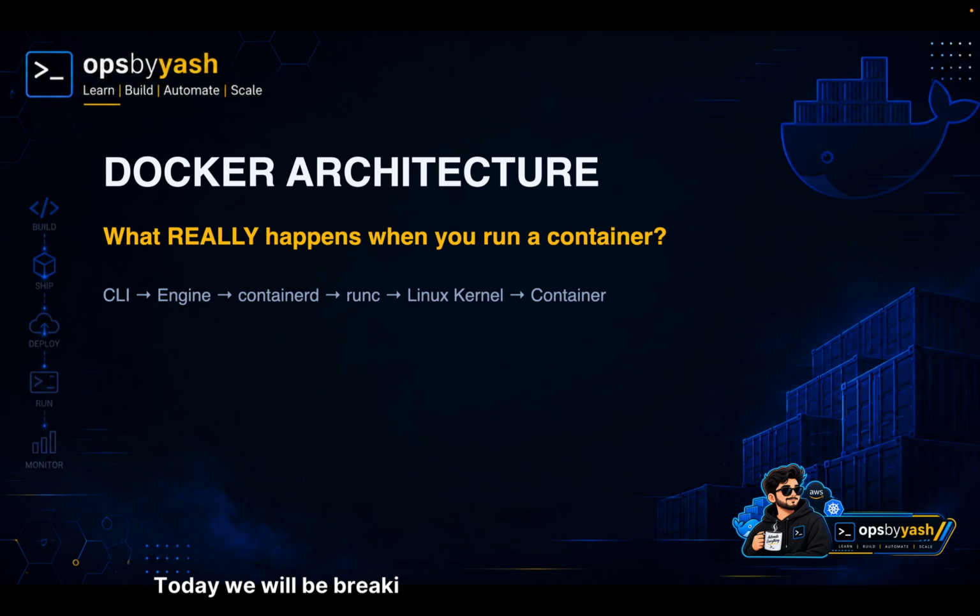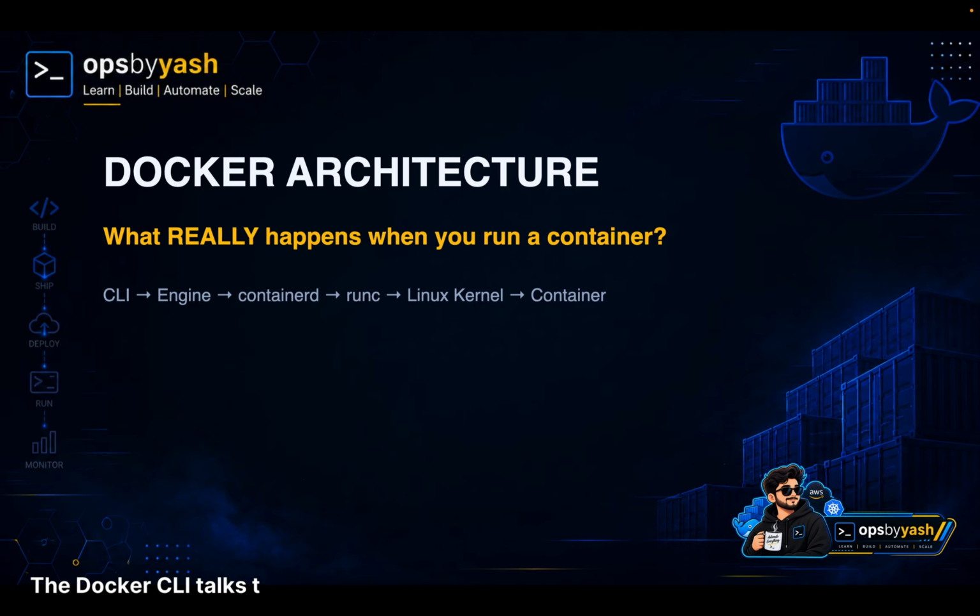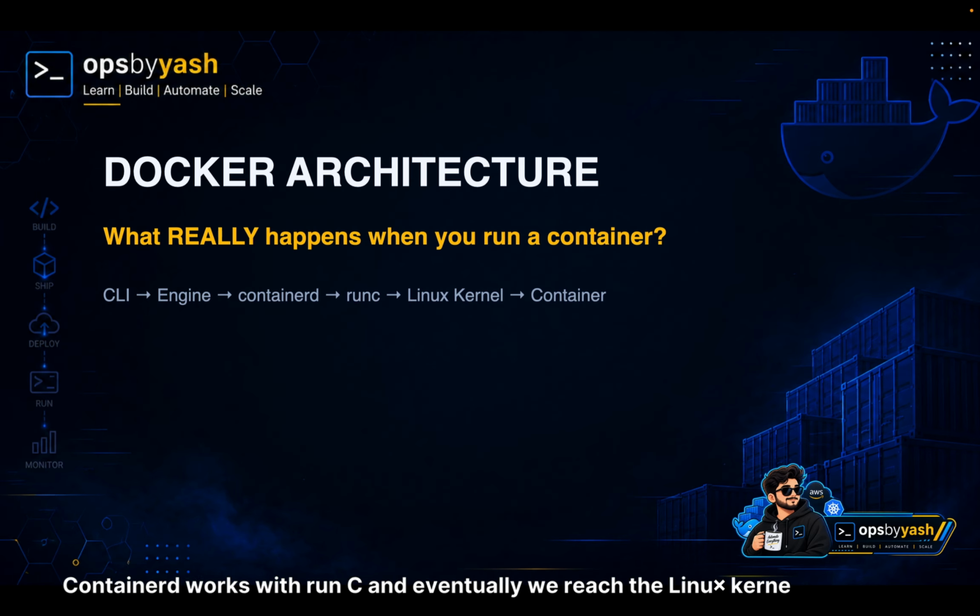Today we will be breaking down Docker architecture. You run one tiny command, docker run nginx, and boom, nginx is running. Seems simple, right? But behind that one command, Docker is basically calling half the family. The Docker CLI talks to the Docker engine, the engine talks to containerd, containerd works with runc, and eventually we reach the Linux kernel.